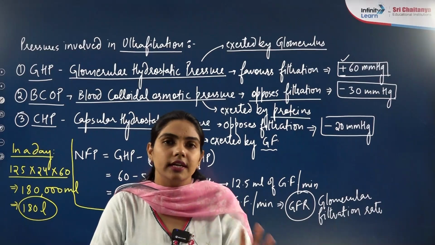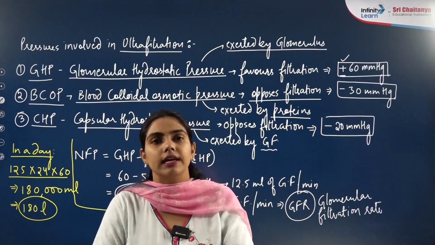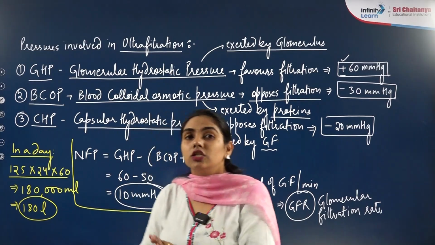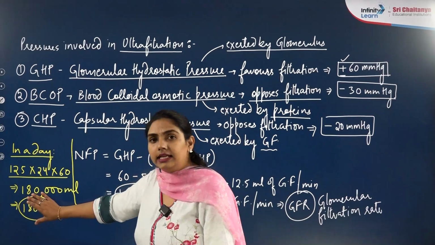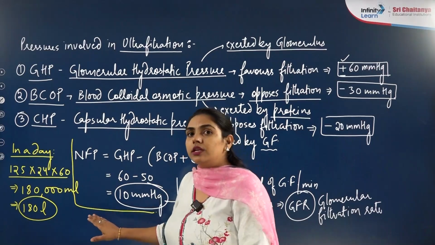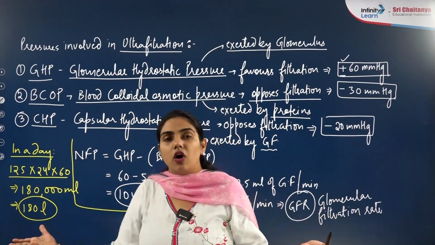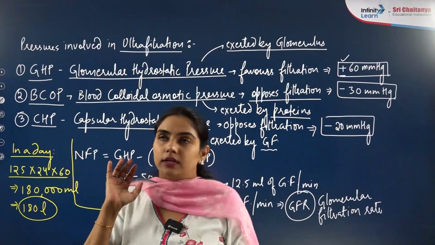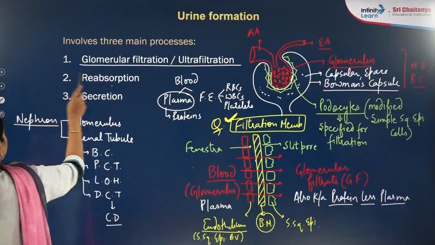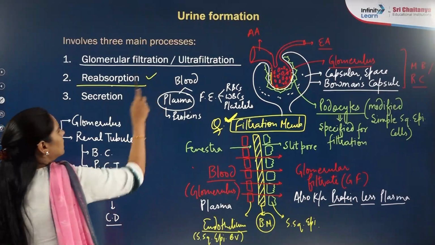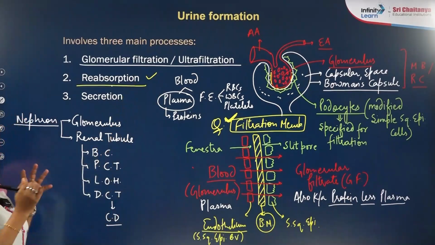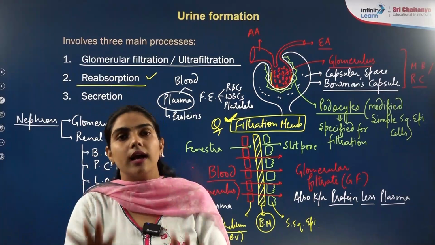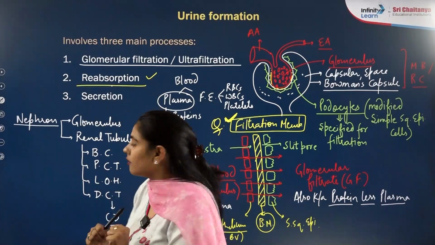But we are not excreting that much urine. How much urine are we excreting per day? 1 to 2 liters. So that means out of 180 liters, if 1 to 2 liters of urine is formed per day, where has all that glomerular filtrate gone? It has been reabsorbed. The second step, reabsorption, will take place. By reabsorption, 99% of the glomerular filtrate will go back to the blood. I will tell you the meaning of reabsorption.